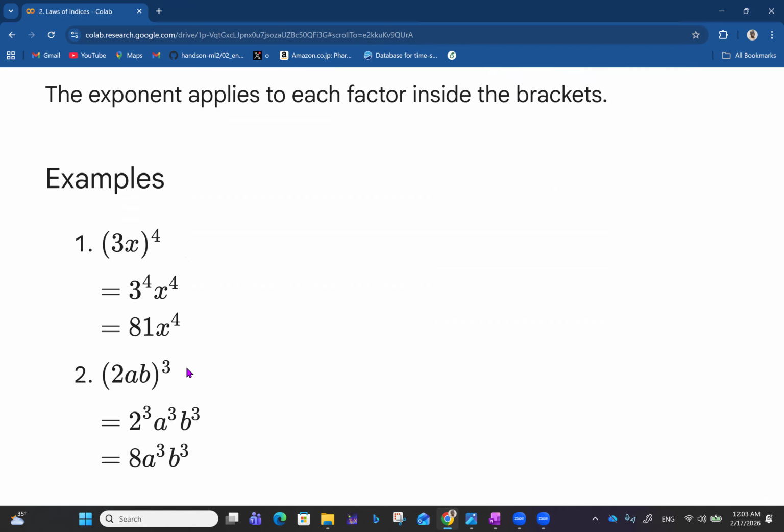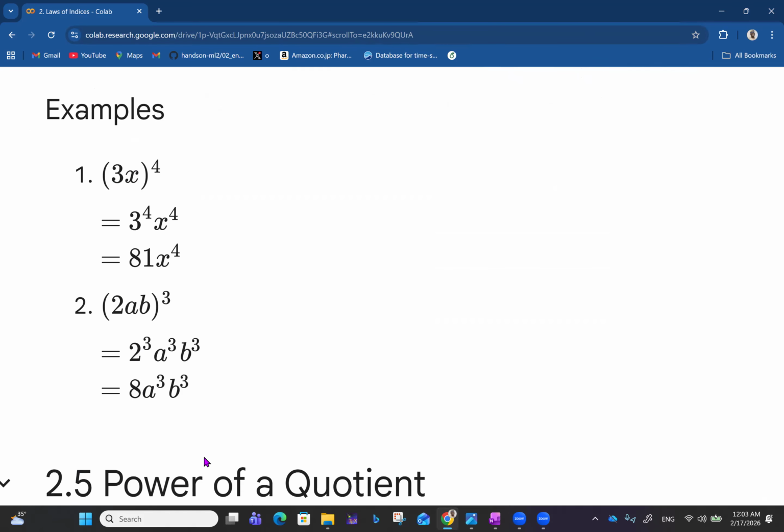Then you have 2ab raised power 3. So you have 2 raised power 3, a raised power 3, b raised power 3. 2 raised power 3 is 8. So you have 8a raised power 3, b raised power 3, like that.